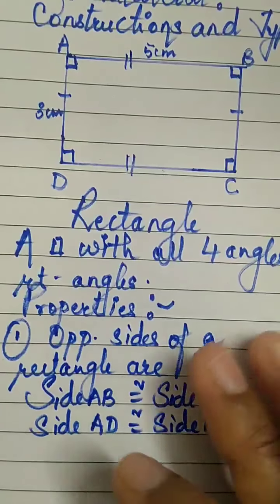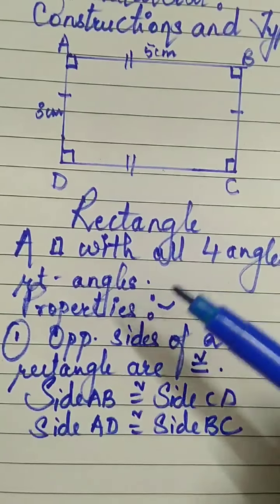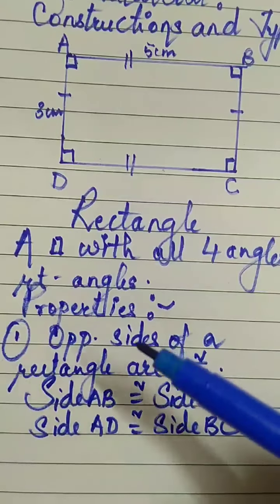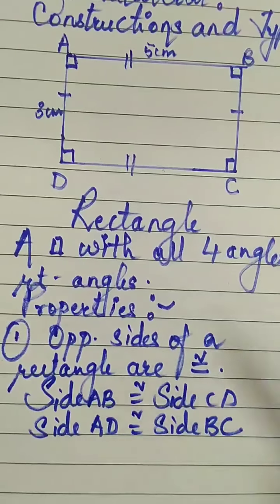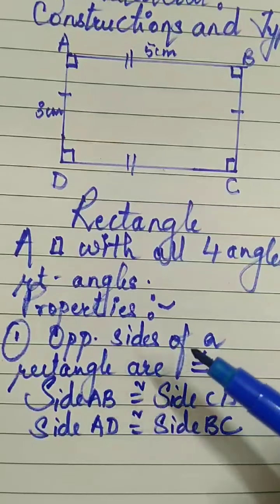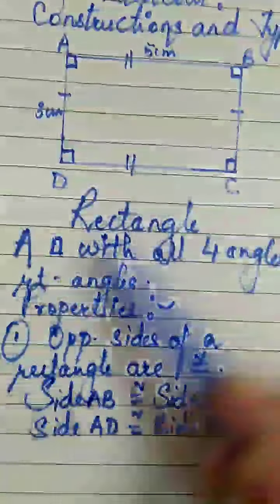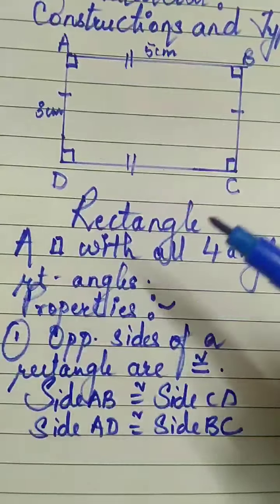But we make a mistake in saying the definition. What is a rectangle if somebody asks you? A quadrilateral whose all 4 angles are right angles is a rectangle. That way you should say. And these are properties of a rectangle. So the first property we all know. Let us look into the next property of a rectangle.